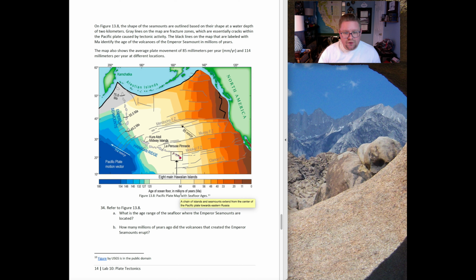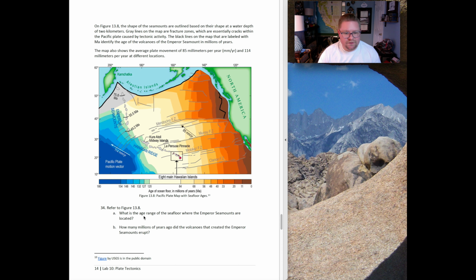So the closer to the brown that you are located, the younger the crust. As you get farther away towards the blue, that's going to be older. So you see it's based on the age of ocean floor in millions of years. What you're able to observe here as well is looking at the seamounts that have been identified.